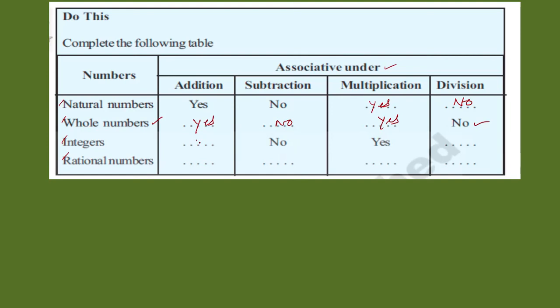And the integers are also associative, and rational numbers are also associative under addition. In subtraction, no numbers are associative. And in multiplication, all the numbers are associative, yes. And in the division part, integers are not associative, and rational numbers are also not associative. So this is a small exercise on today's topic. That is the end of today's lesson. Okay, thank you.